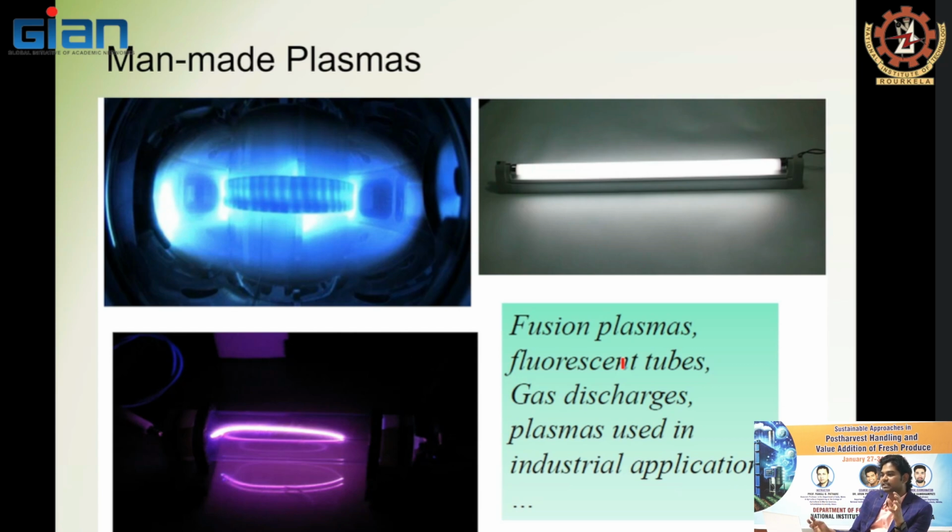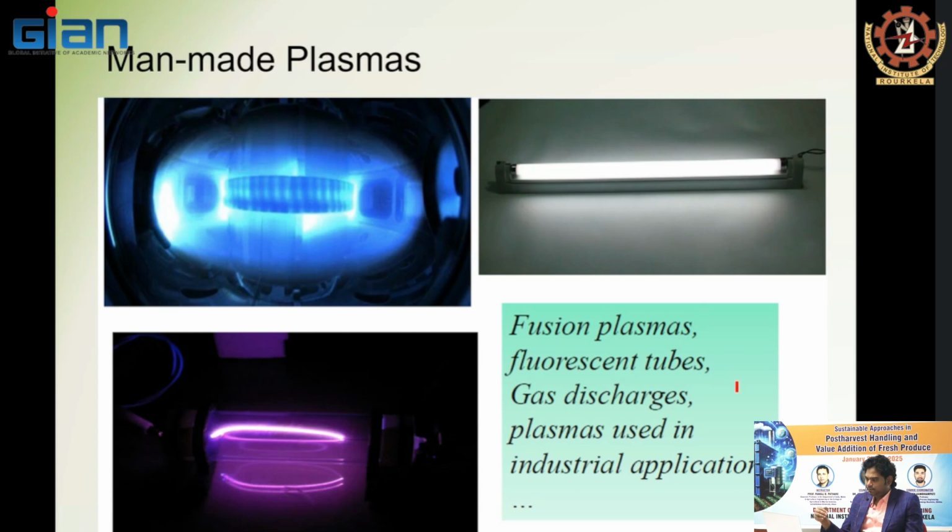When you subject the gaseous molecules in between to ionization with sufficient voltage, they glow. That is the reason the tube light emits light. That's fluorescence, a light which is emitted from plasma. So, fusion plasma, fluorescent tube lights. A fluorescent tube light is the best example of man-made plasma. It is inside the bulb.